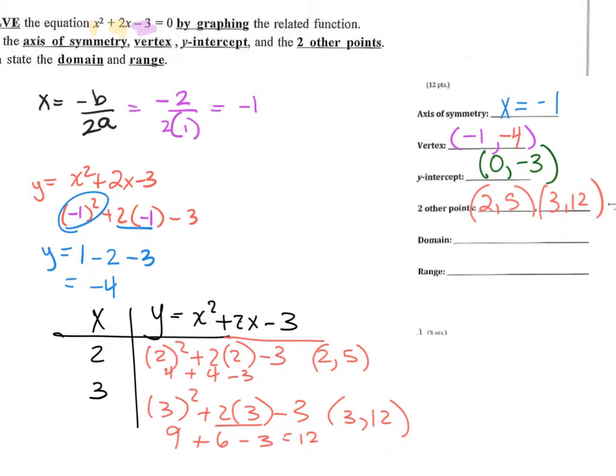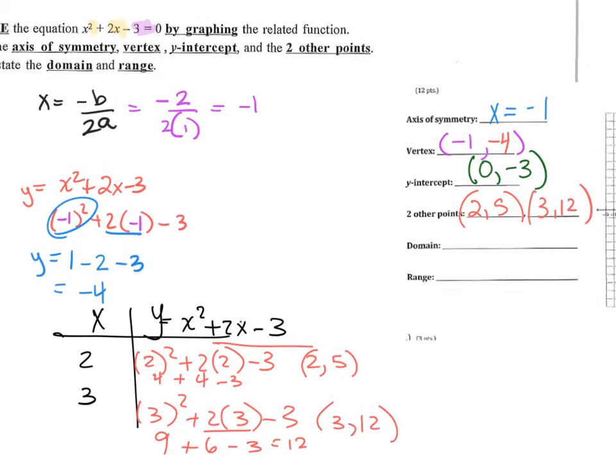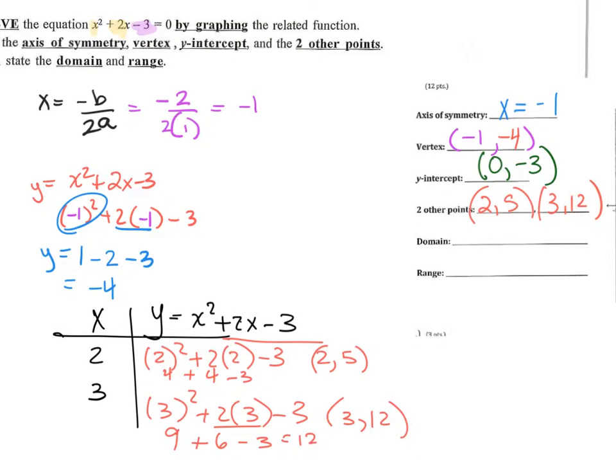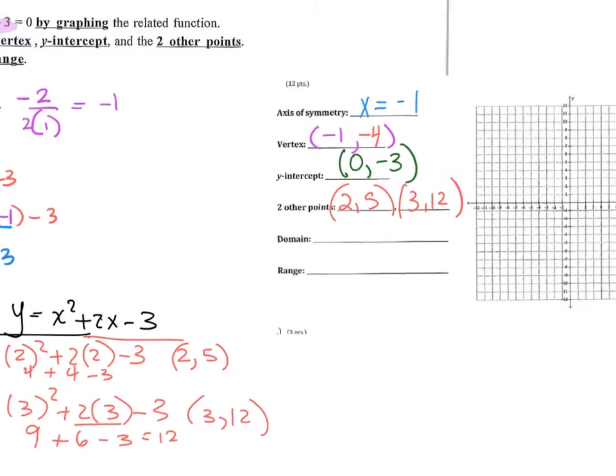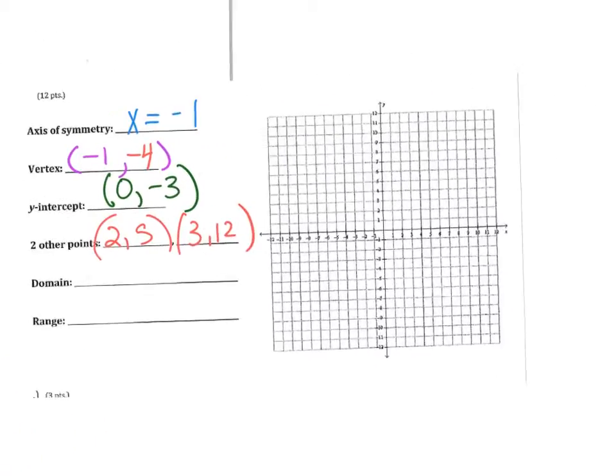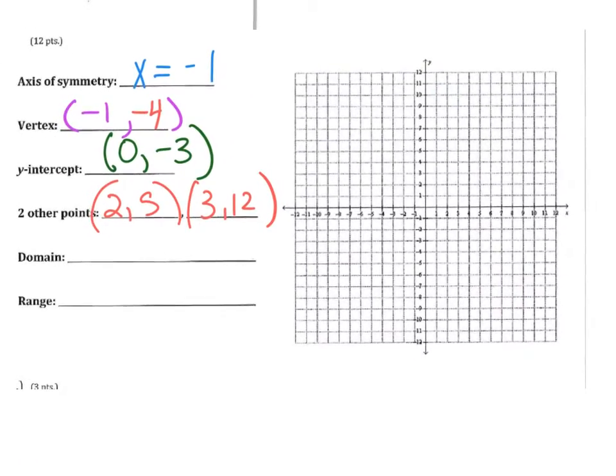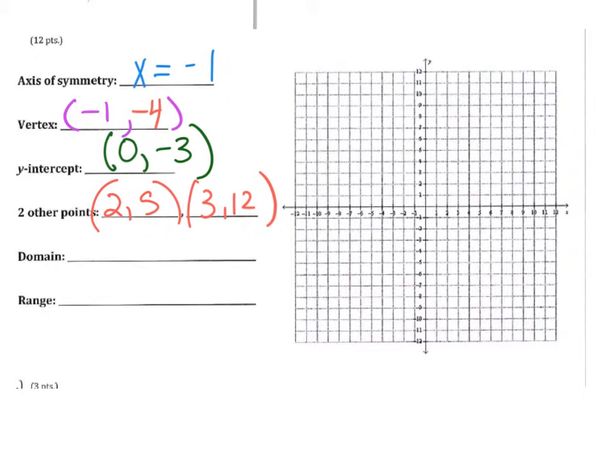Now, in order to get the domain and the range, I feel that I would like to see my picture, because when I see it, I can actually see the maximum and the minimum and the things. So now I'm going to go in and graph it. Axis of symmetry is x equals -1. So I'm going to go to -1, and I'm going to make a vertical line going down. That's my axis of symmetry.